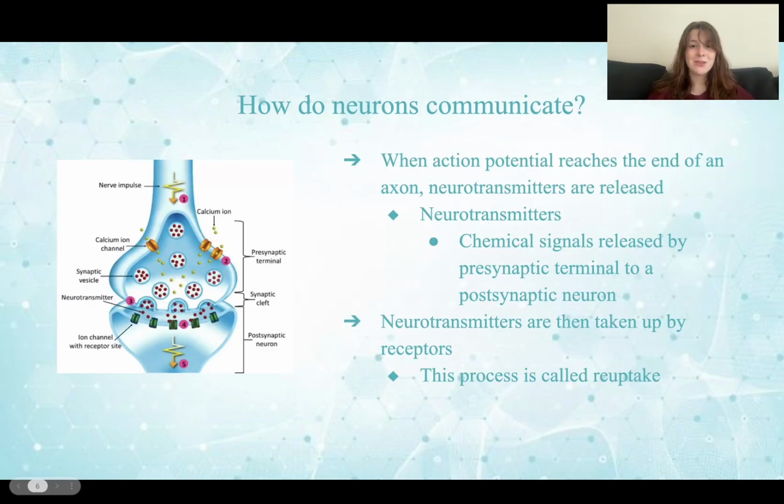Now, how do neurons communicate? When action potential reaches the end of an axon, neurotransmitters are released. Neurotransmitters are chemical signals released by the presynaptic terminal to a postsynaptic neuron. Neurotransmitters are then taken up by receptors in a process called reuptake.